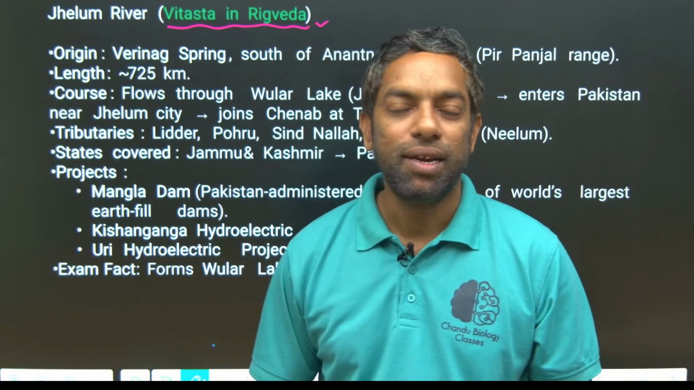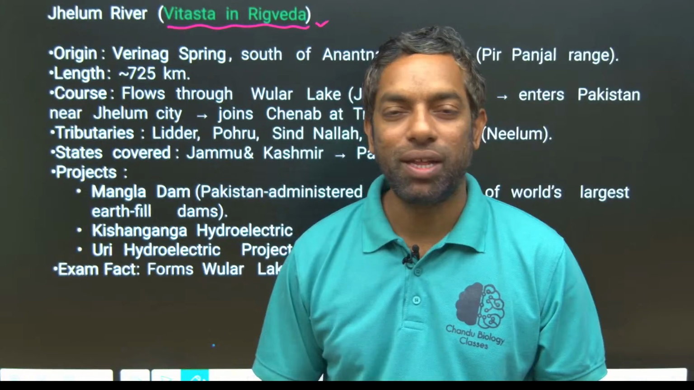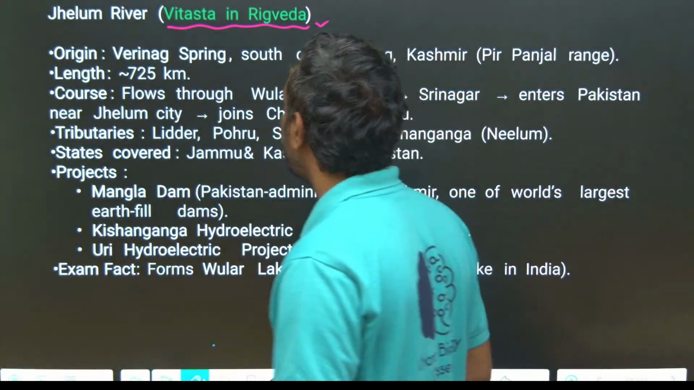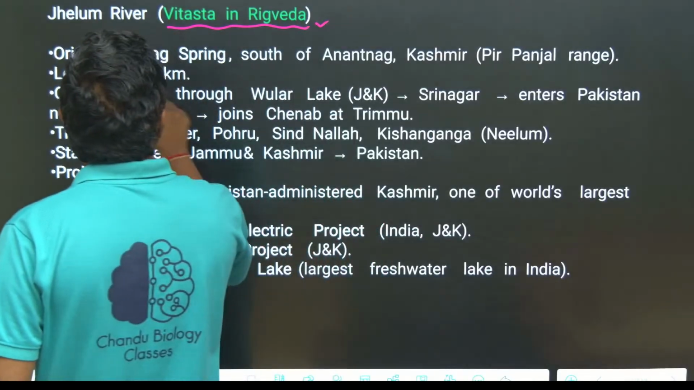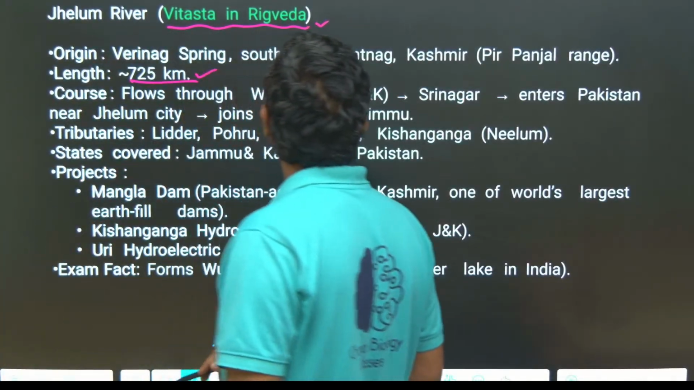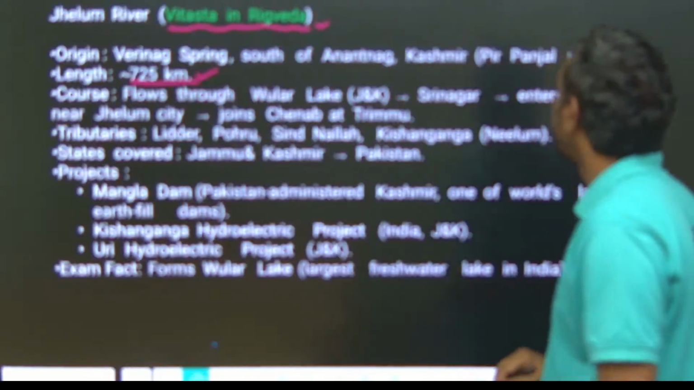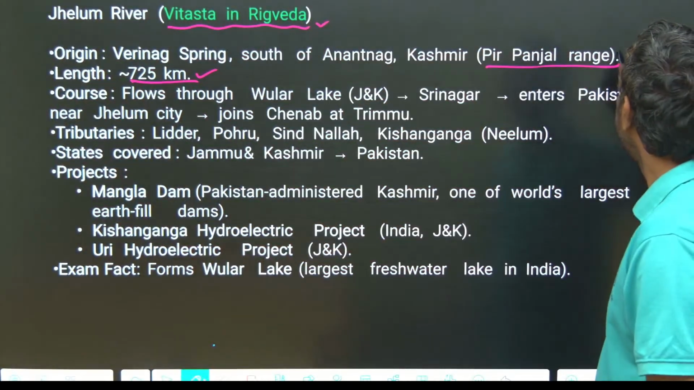Beas is Vipasa. Ravi, I forgot, guys, you can Google it. Most important, the Rigveda and other Vedas mention the rivers. Jhelum is 725 kilometers. Its origin is in Kashmir, in the Pir Panjal range.